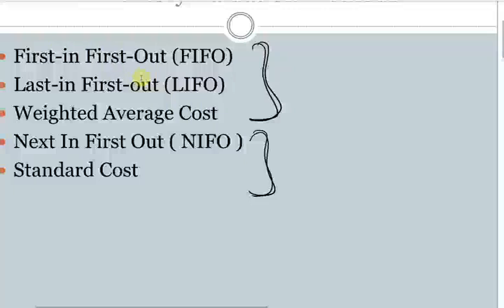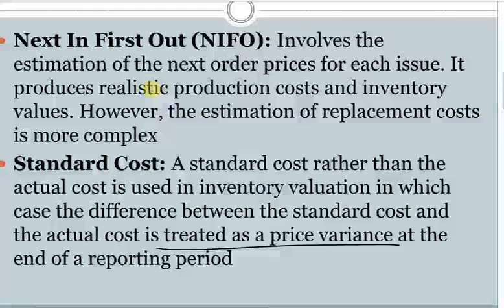So I'll start with the new two methods. Then I'll go to the ones that we're already familiar with and do some practice questions so that we can remind ourselves of how to apply the principles. So the first one, the next in, first out, NIFO. What it actually says is that it involves making estimates of the next order price for each issue. So whenever you want to issue an item or sell an item, the value that you're attaching to it is the estimate of the next order.